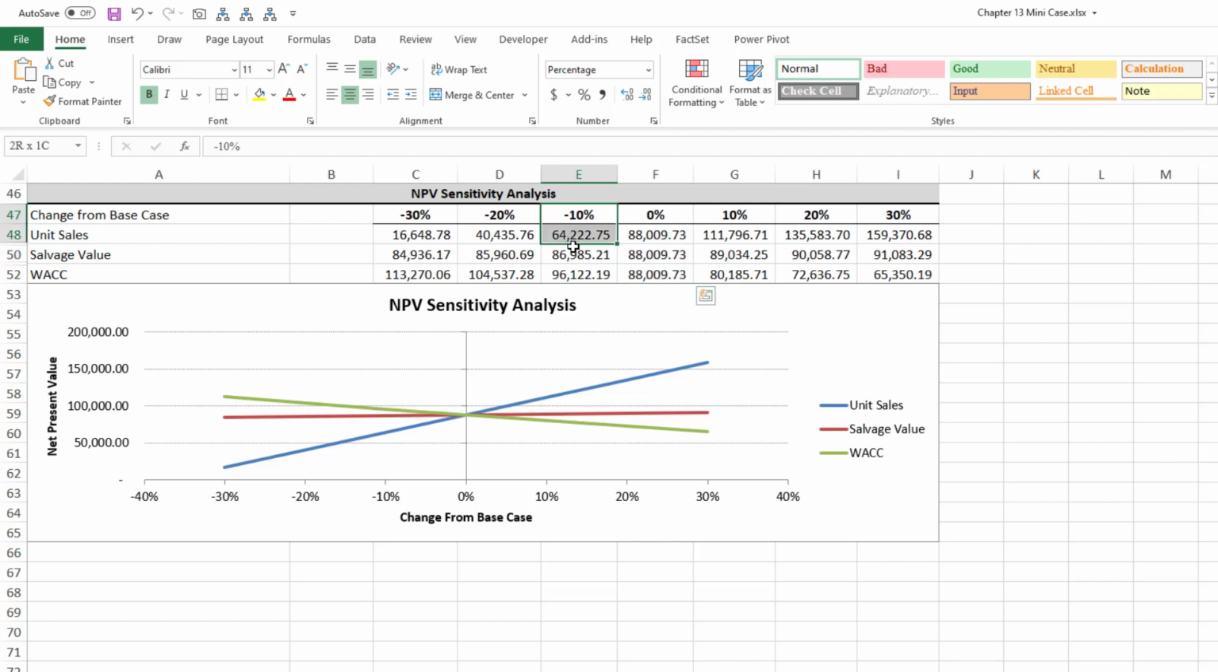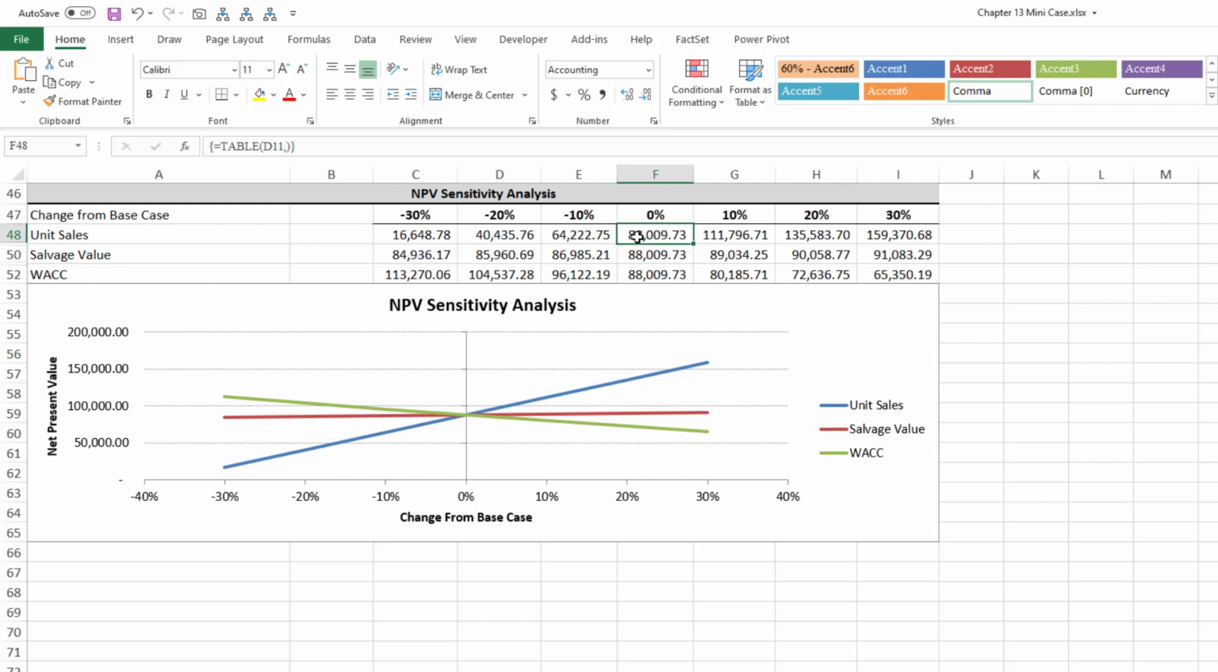But you can see if we reduce our variables by 10%, the NPV for unit sales drops from 88,000 down to about 64,000. That's a pretty big drop. The NPV based on a 10% drop in just the salvage value goes down to 86,985. That barely dropped at all, just a little over $1,000.